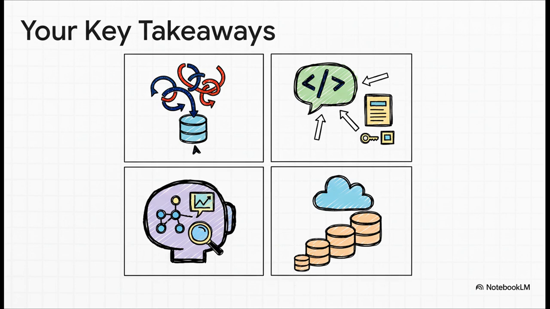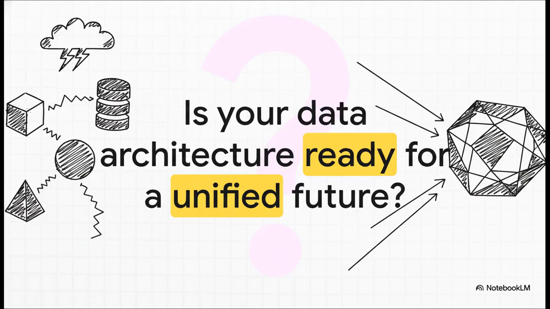Number 1, one system means radically less complexity. 2, one language, AQL, gives you way more power across all your data. 3, having native graph and search makes it perfect for modern AI and machine learning. And 4, this thing is built to scale for serious enterprise-level work. Which really brings us to our final question.